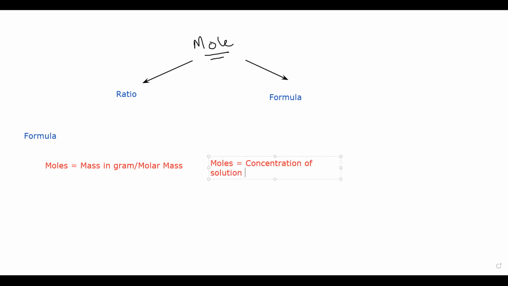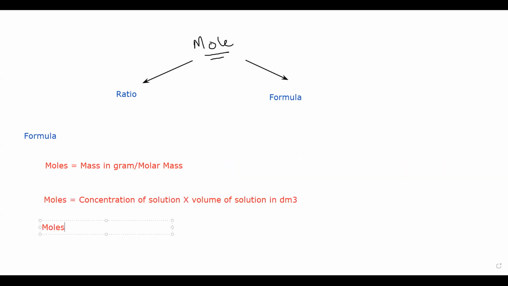multiplied by the volume of solution in decimeter cube. So this is the second formula, and it is normally used for solutions. And the third formula is that moles equals the volume of the gas in decimeter cube, in dm cube, divided by 24. But keep in mind this is only valid for gases.